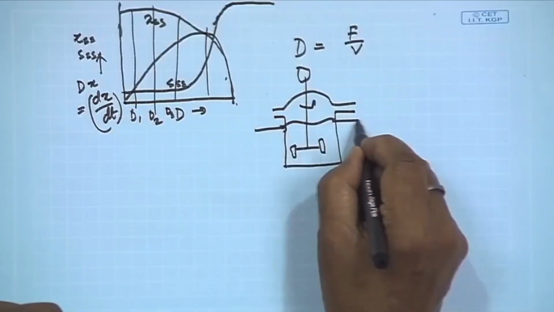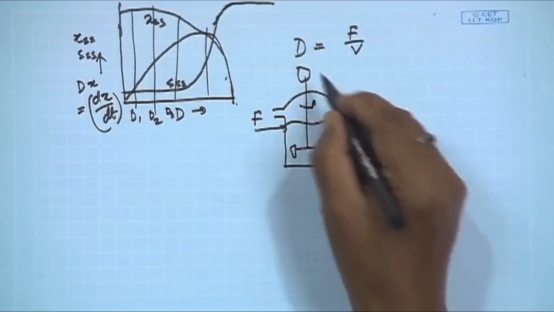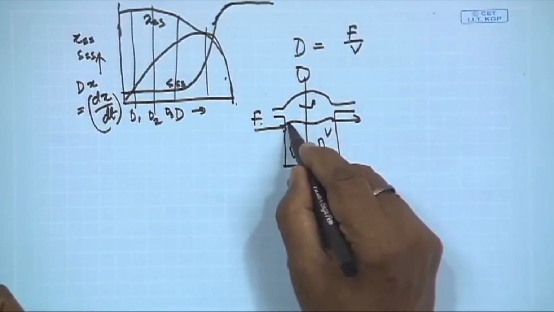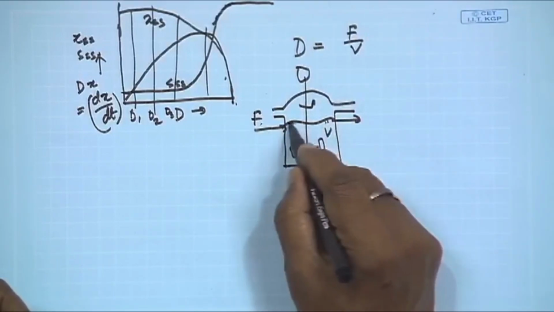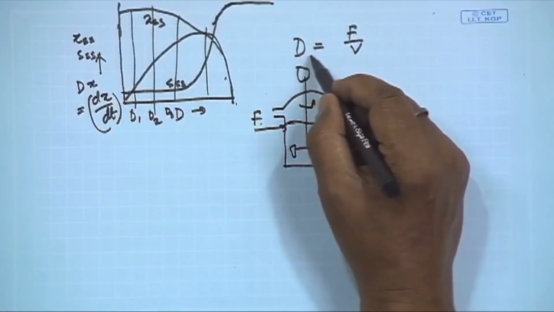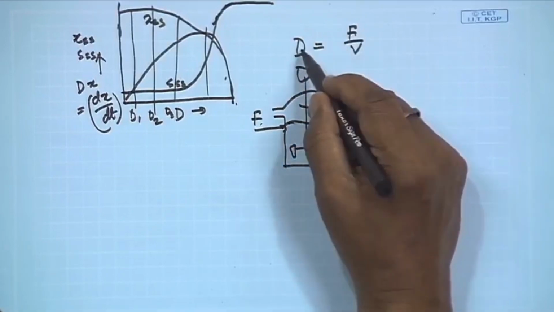If we pass, this is F and this is V. So we can change the value of D if you simply increase the value. V is constant: the working volume of the reactor is constant. So if you want to change the value of D, we can change the value of F. If F changes, D will change.